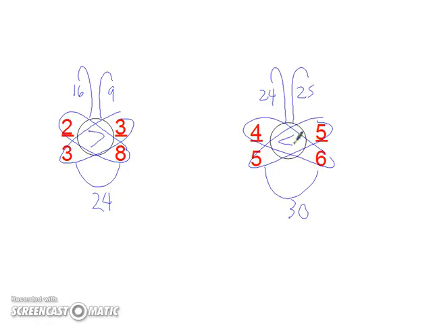Get your worksheet number 5 out of your folder, and you can work on it. And then when you get finished, you can do Alex.